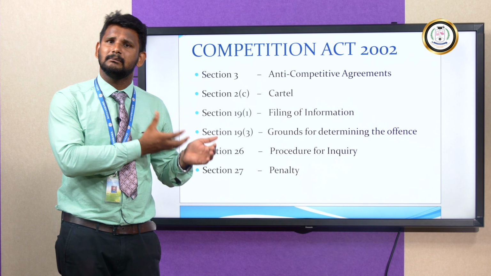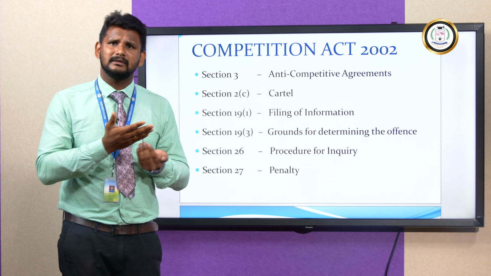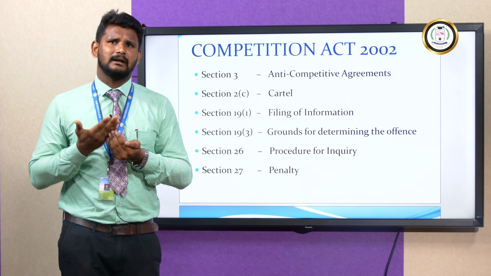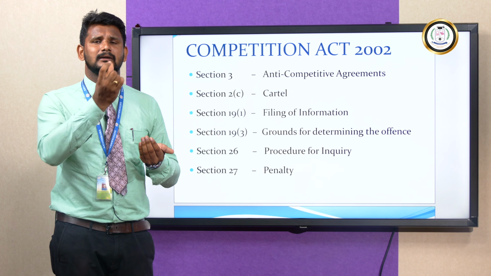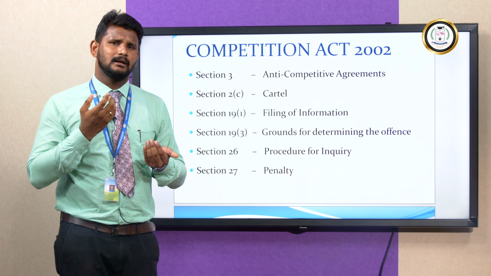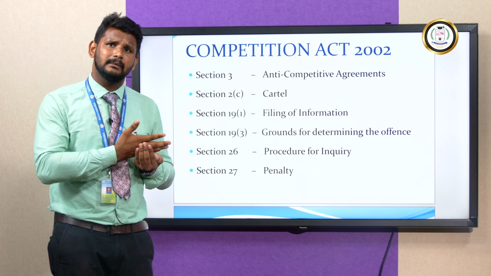When it comes to horizontal agreement, this means the agreement which is concluded between the same set of producers, manufacturers or distributors in order to restrict competition in the relevant market. And when it comes to vertical agreement, the agreement is concluded between different sets of producers, manufacturers or suppliers. All these things form a part of vertical and horizontal agreements.